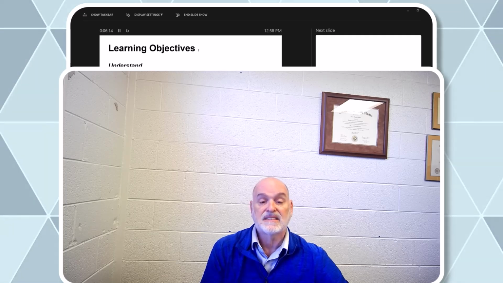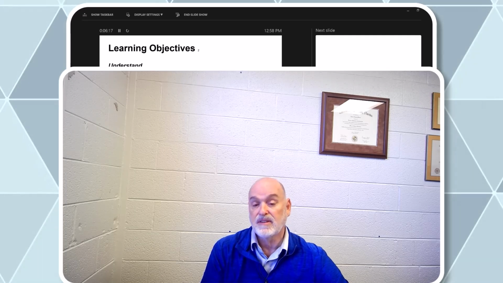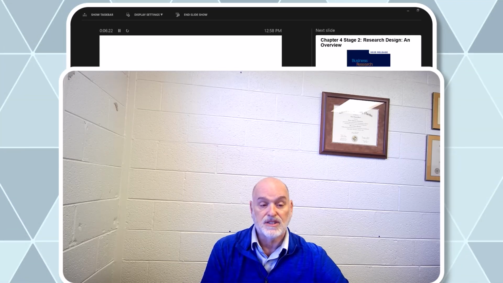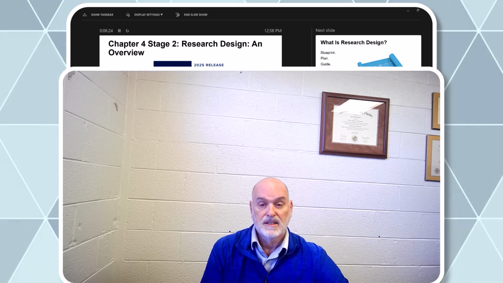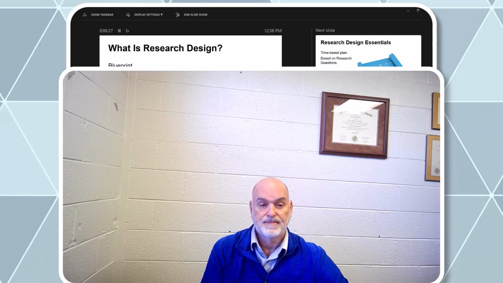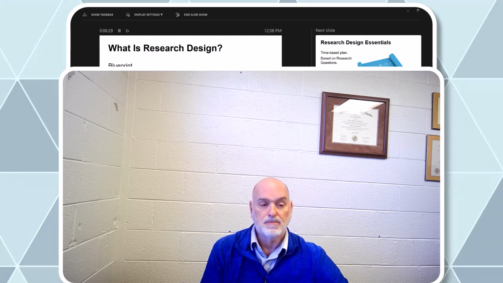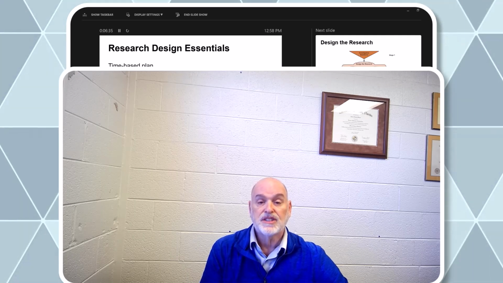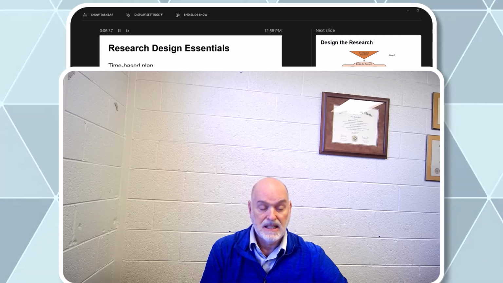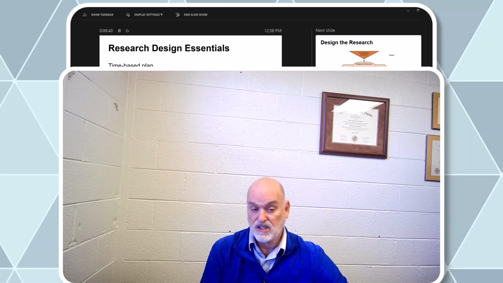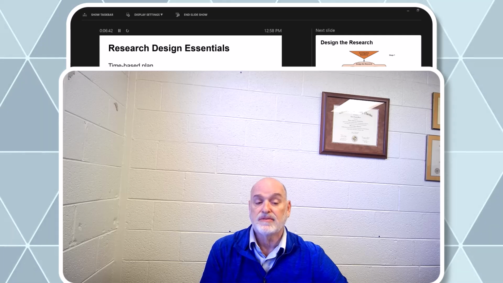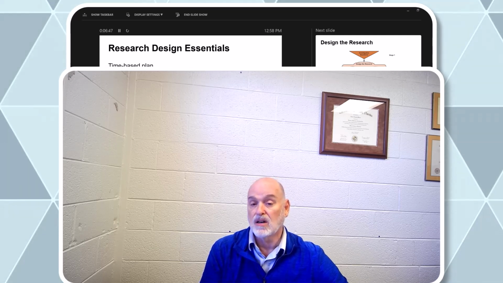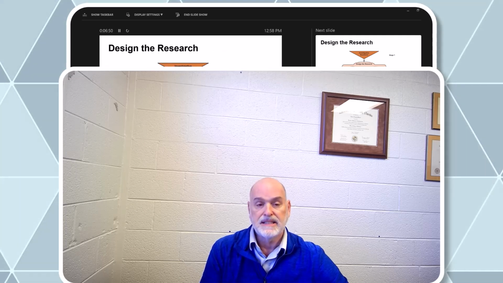Understand the tasks that comprise research design, the types of variable relationships, and also the major descriptors of research design. What is research design? Well, it's a blueprint, a plan, a guide, and a framework for your research. Research design essentials include a time-based plan. It's also based on specific research questions and a guide for selecting sources of information and methods. And then the framework for specifying the relationships among the variables, independent, dependent, etc.